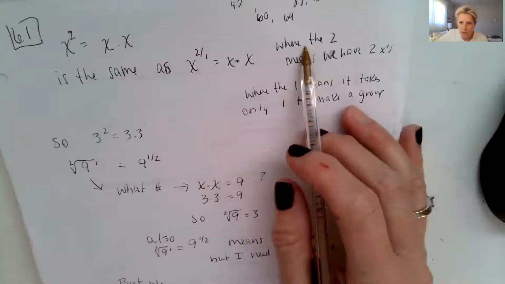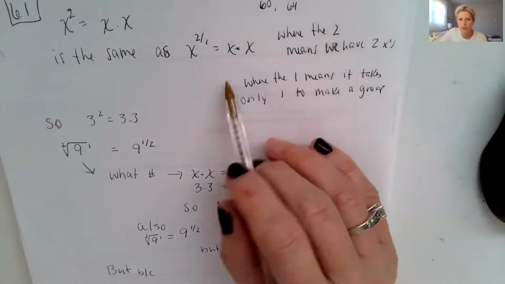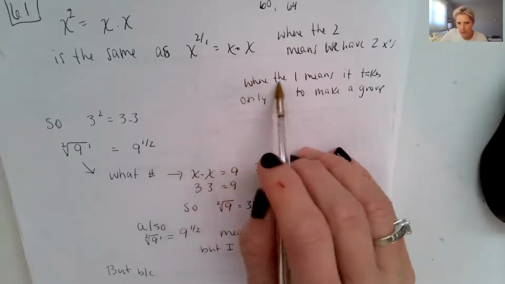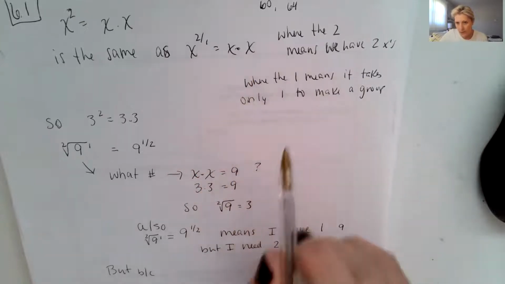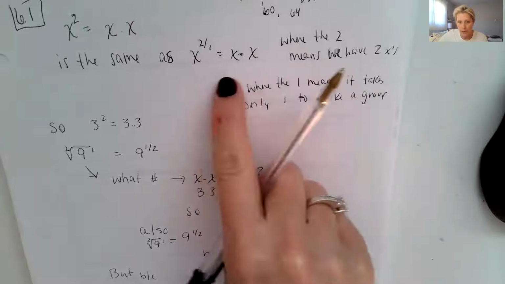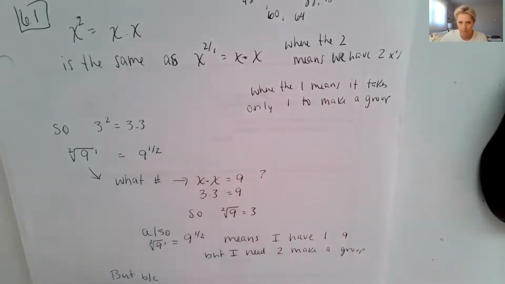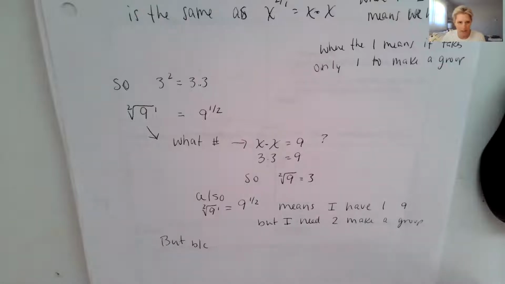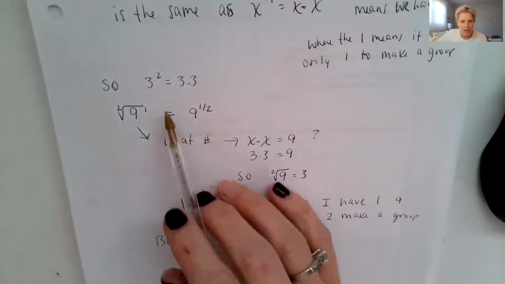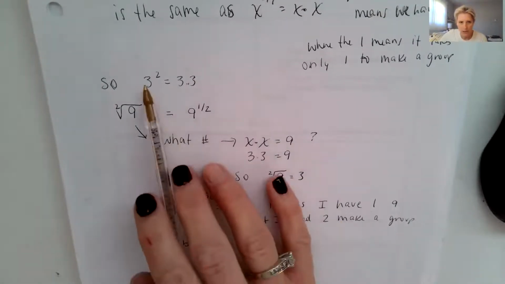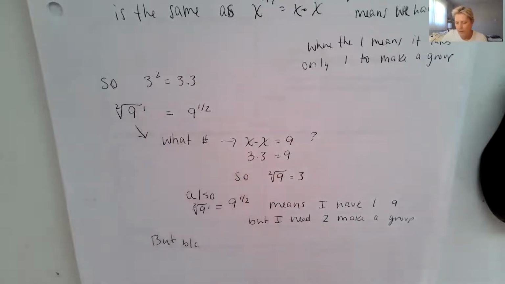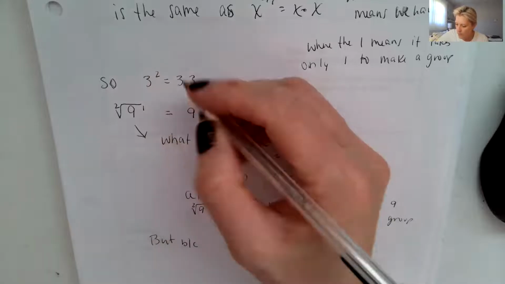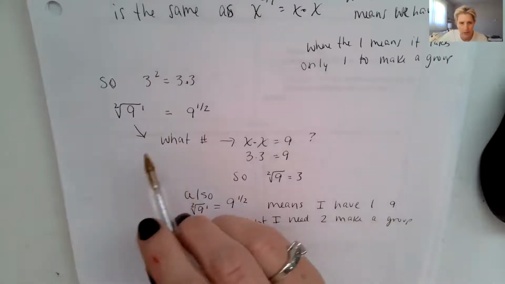So the 2 tells us that we have 2 x's. We already know that. That means x times x. But the 1 in the denominator tells us that it only takes 1 to make a group. So right now we have 2 groups of x. We're going to think about that group idea as we move throughout the lesson. So let's look at one with just numbers. We know from previous math classes that 3 squared means 3 times 3. There are 2 3's being multiplied together.